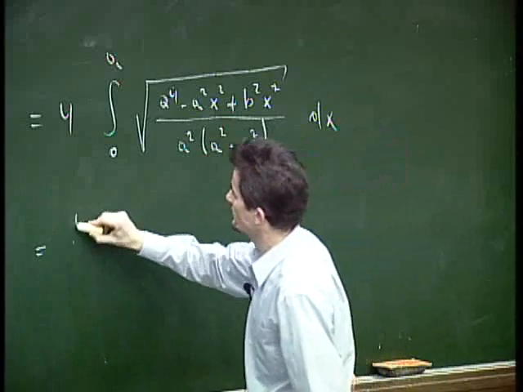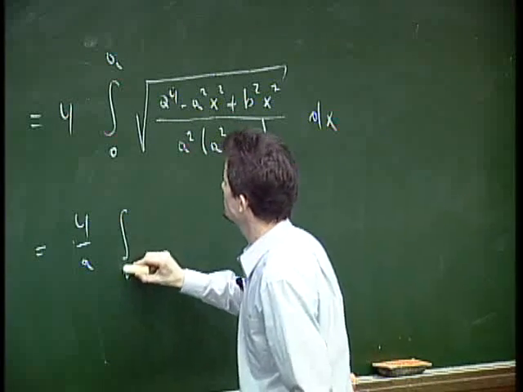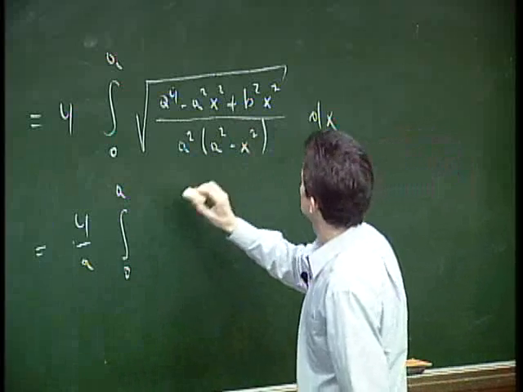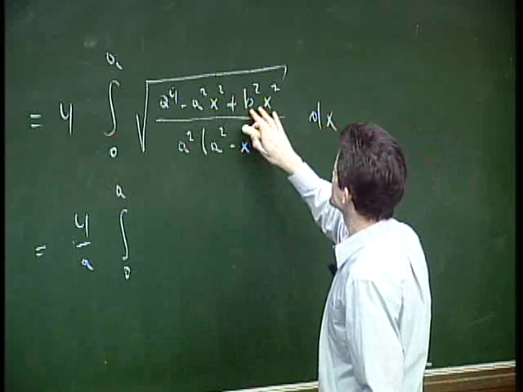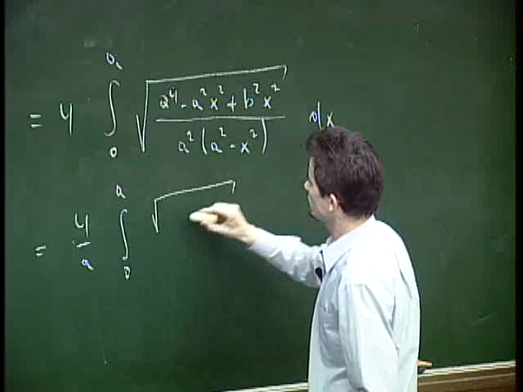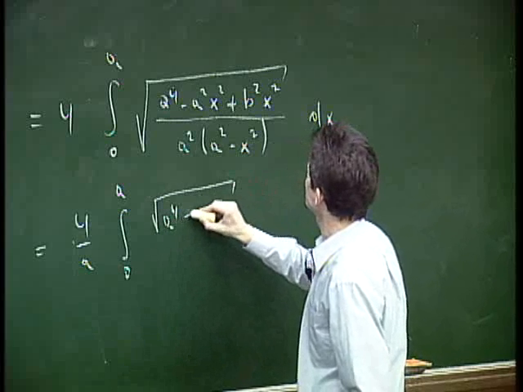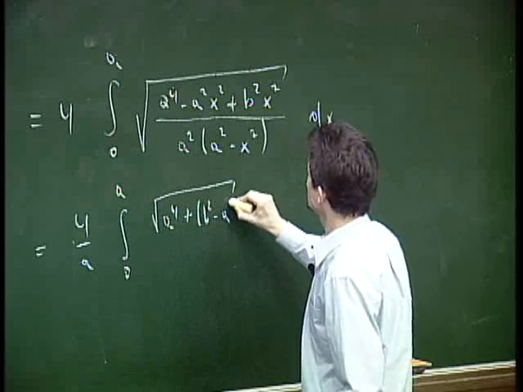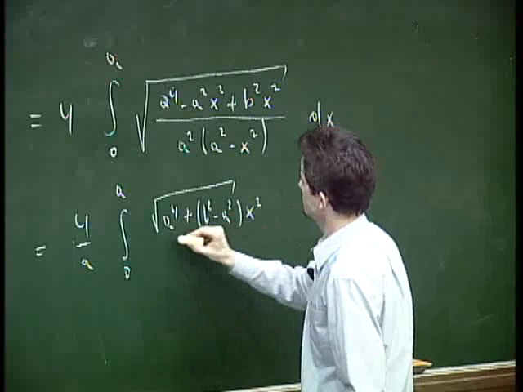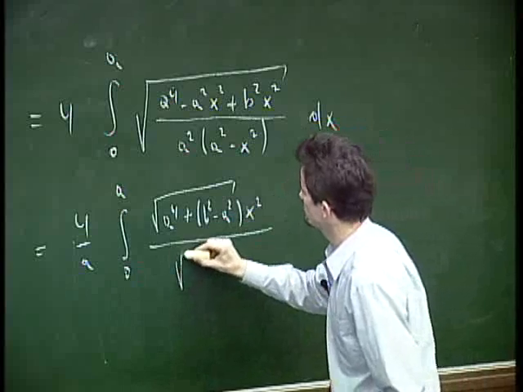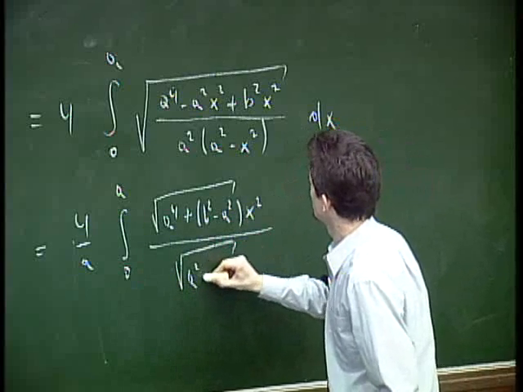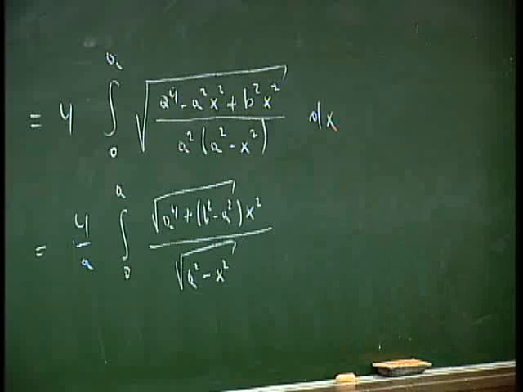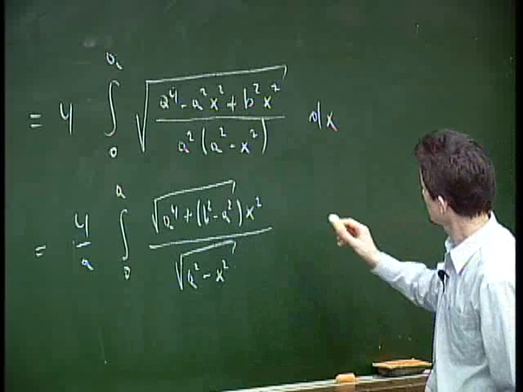So we have 4 over a, and then the integral from 0 to a. What is left now is the square root of a to the 4th plus, and we can write this as b squared minus a squared x squared, over the square root of a squared minus x squared, dx.